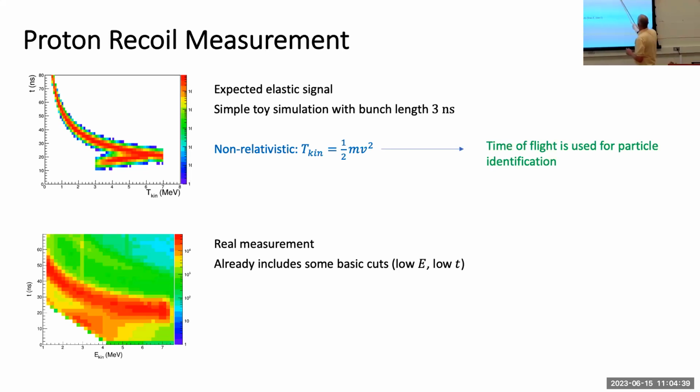So we use this time of flight information, this functional form, as some sort of particle ID. If we had lighter particles, they would sit down here. If we had heavier particles, they would sit up here. So if we could fit this, we know this is a proton. So that's the particle ID.